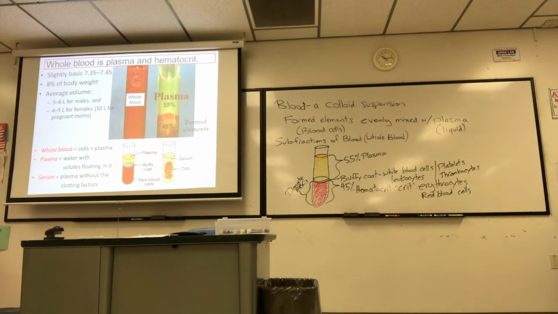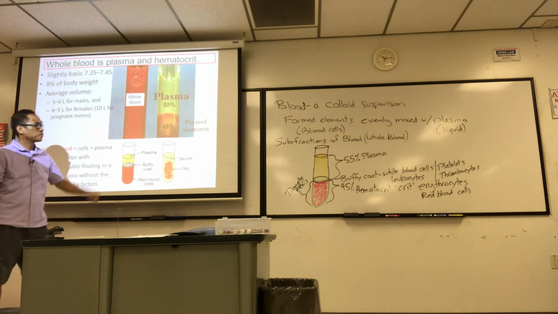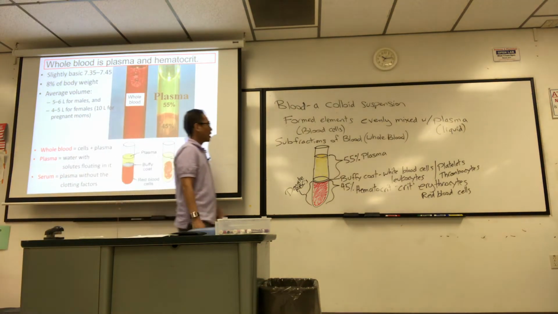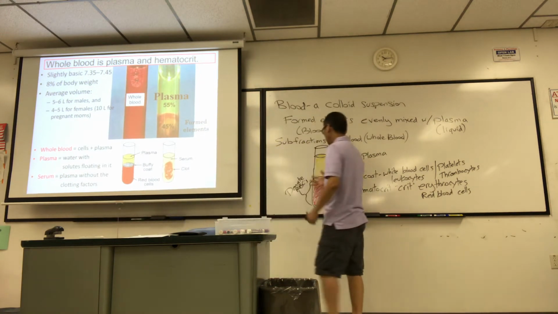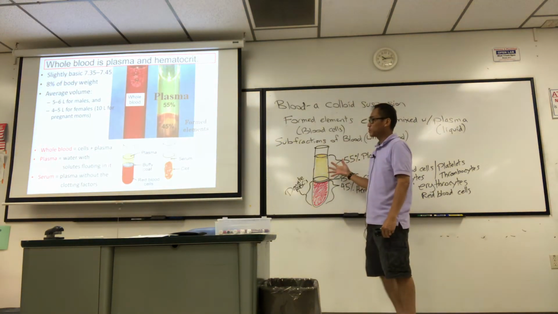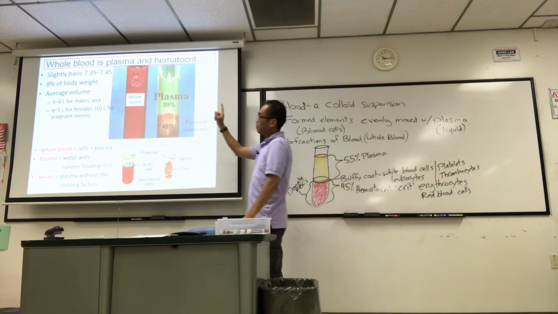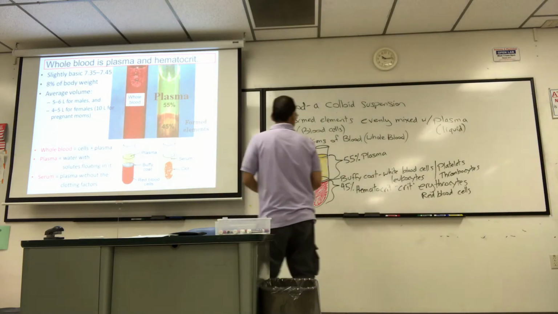Now, here are some facts and pictures of real blood. So like I said, blood is a colloid suspension. Whole blood, that's what it looks like, scarlet red. If you let blood sit or spin it down, again, you get your fractions, okay? And so, some stats about blood.